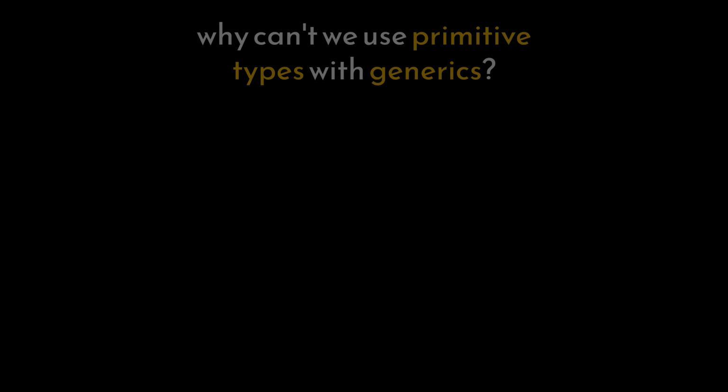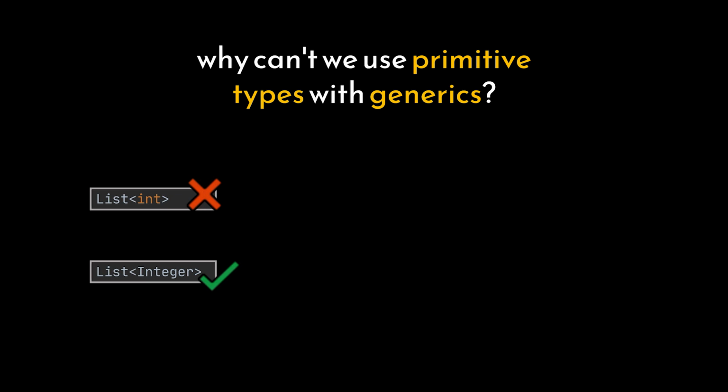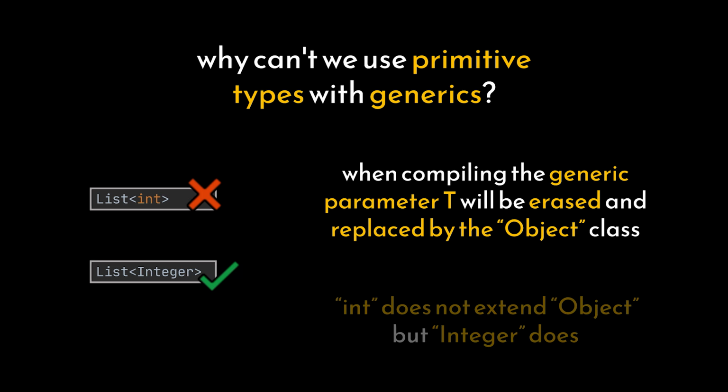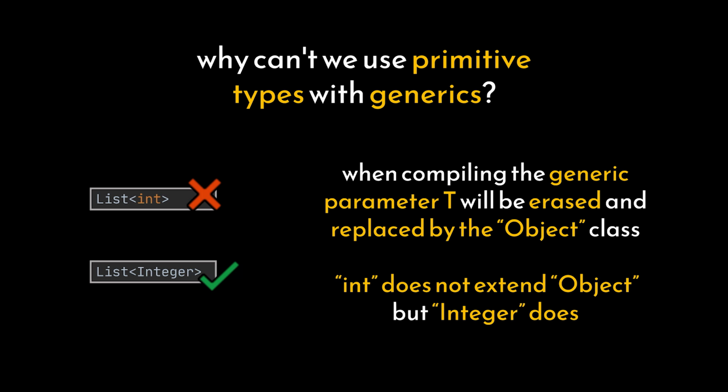Quick side note before moving on. Ever wonder why we can't use primitive types such as int with generics, like List of int? That's because generics work at compile time, and during compilation the type parameter T gets erased and replaced with the Object class. And since int or double don't extend the Object class, we can't use primitives in generics.